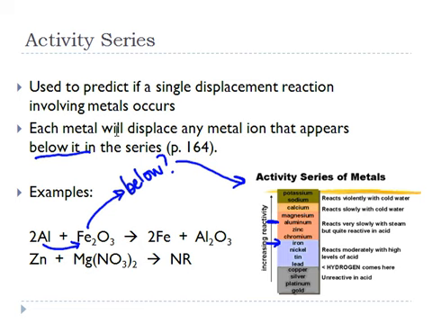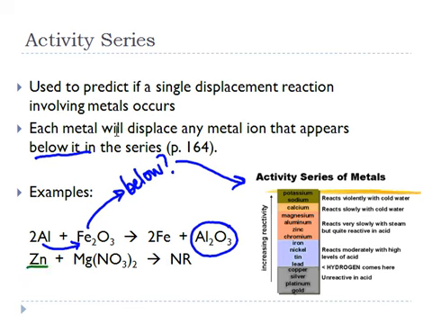Basically, what it's saying is that aluminum has enough energy to bump out the iron, and then aluminum bonds with oxygen instead, and iron is left all by itself. If it happens that the element is not below the element that's by itself, then no reaction will occur.